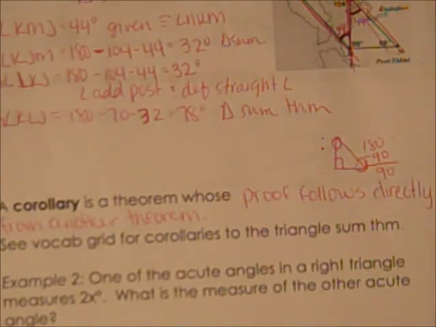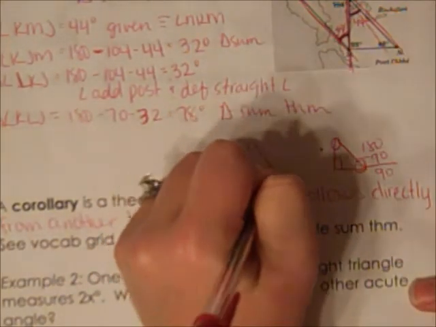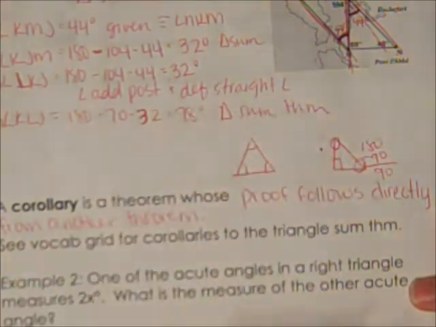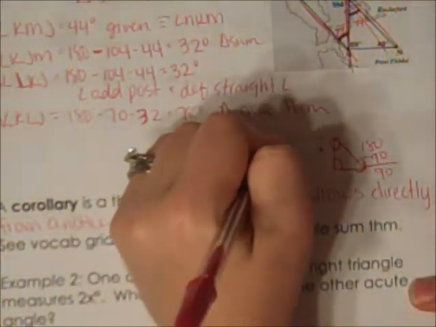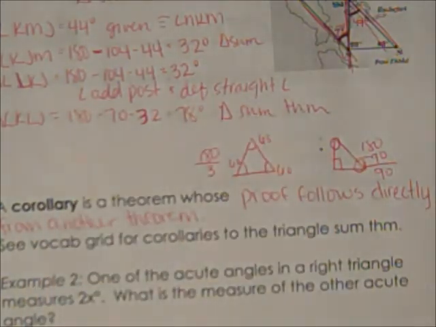Okay. The other one is something we talked about just briefly in the 4-1 video. The measure of each angle of an equiangular triangle is 60 degrees. So this also follows from the triangle sum theorem. If it has to be 180 and they all have to be the same, then it has no choice but to be 60, 60, 60. So these are corollaries because they follow directly from the triangle sum theorem.